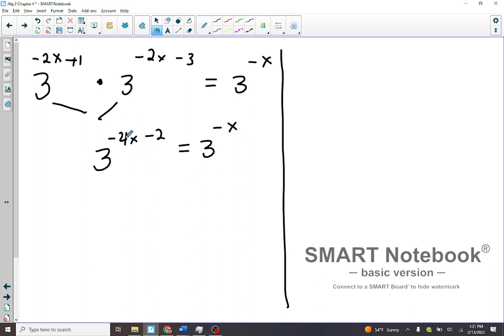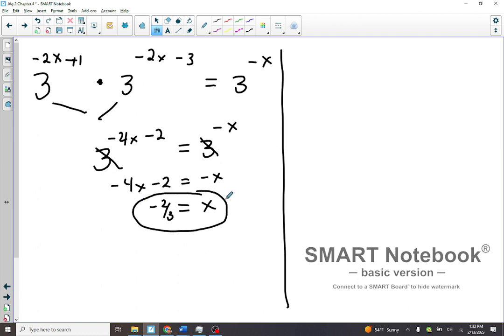Okay, with that in mind, because they're both 3 on the bottom, I could cross them out. Negative 4x minus 2 equals negative x. A little bit of algebra. X equals negative 2 over 3. No, I got x equals negative 2 over negative 3, which cancels out. Negative 2, sorry, 2 over 3. Yeah, because you bring it over, it'll be a positive 3.